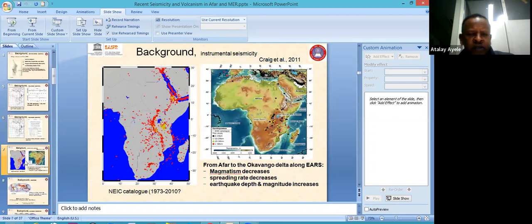But later on, when instrumentation was expanding, the seismicity of the East African Rift was improving a little bit. The one on the left panel, for instance, is from the NEIC catalog from 1973 to 2010, I guess, thereabout. The one on the right panel is from Craig's work. And in general, we infer that magmatism decreases when we go from the Afar region to the Okavango Delta. Spreading rate also decreases when you go to the southwest, and earthquake depths and magnitude also increase. So these are the features and current understandings.